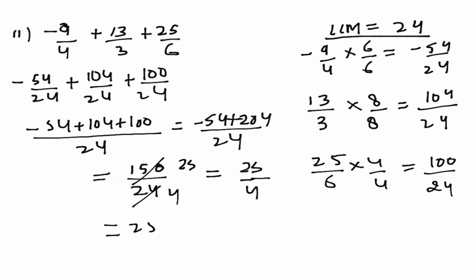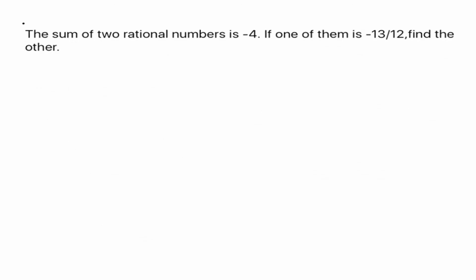So our final answer is 25 by 4. Next, let's take some word problems over the addition and subtraction of rational numbers. Here we are given that the sum of two rational numbers is minus 4, and if one of the numbers is minus 13 by 12, we have to find the other number.